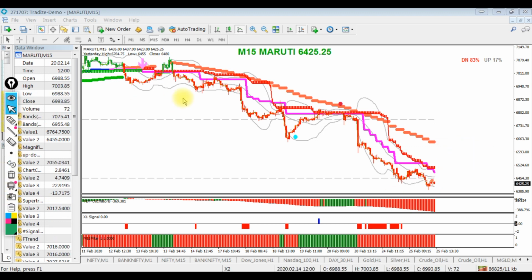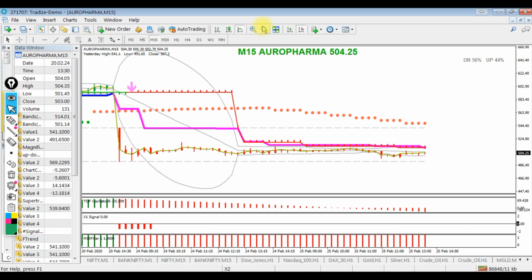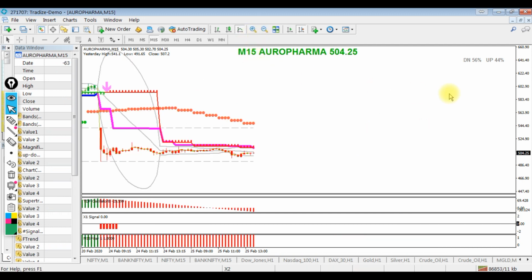And all automobile stocks are now underperforming. You can see even M&M is in a very good sell signal. So next chart is Aurobindo Pharma. Most of you know what happened with Aurobindo Pharma. It was down 10% on one day, 3-4 days back, and down 10% yesterday. But after that fall, it did not go down below that particular candle.